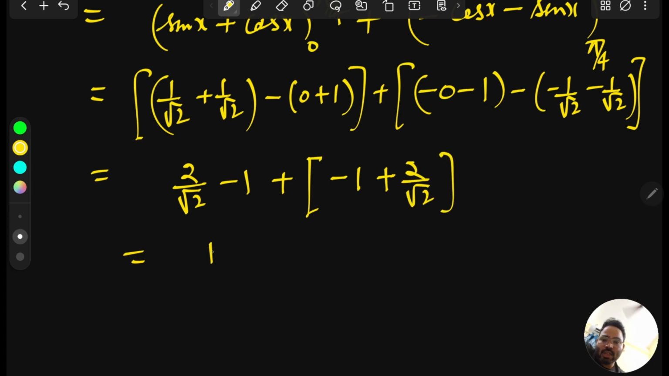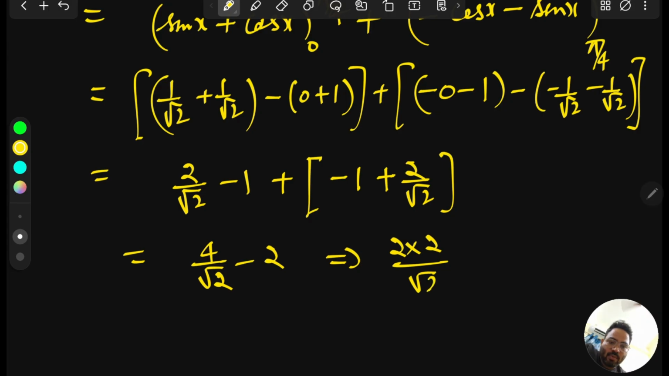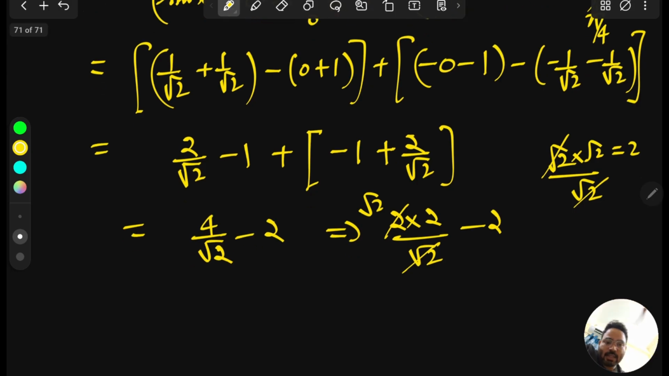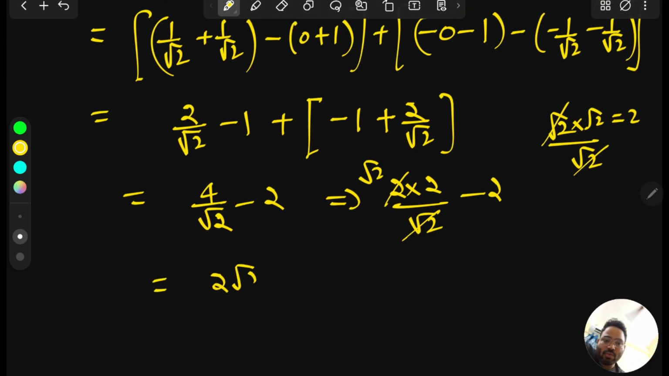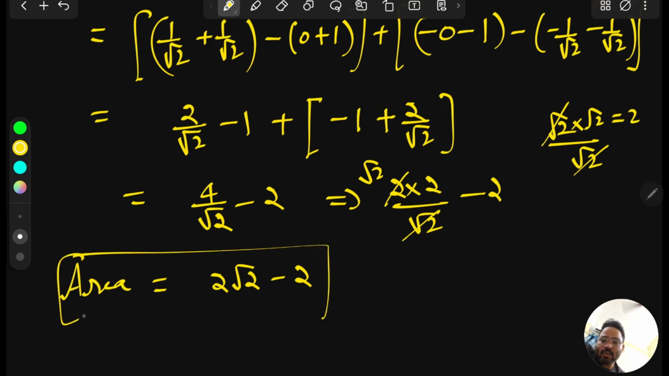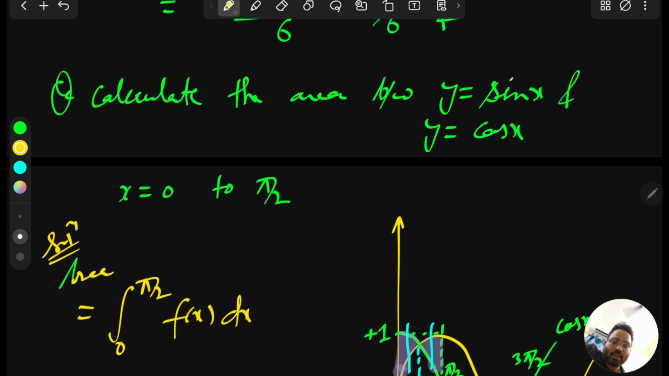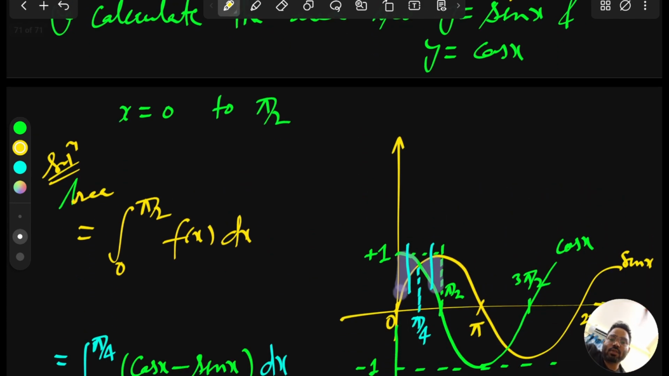So overall what you will get is 4 by root 2 minus 2, and this 4 you can write as 2 into 2 upon root 2, minus 2. Root 2 into root 2 is 2, so if you divide this 2 by root 2, you get root 2. You can understand it like this. So from here you will get 2 root 2 minus 2. This is the required area bounded by the curves y equal to sin x and cos x from the limit x equal to 0 to pi by 2.